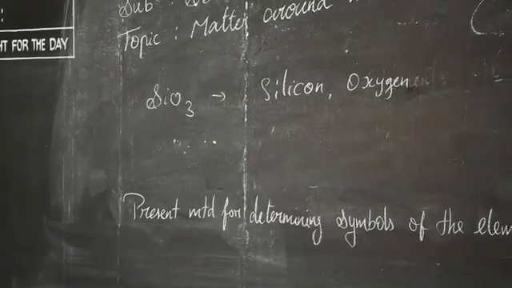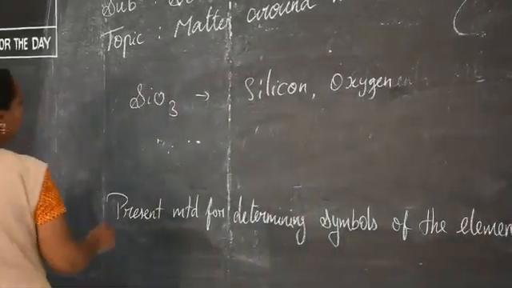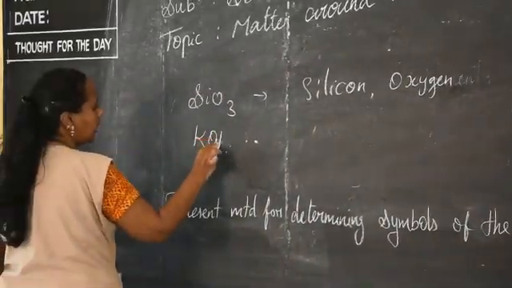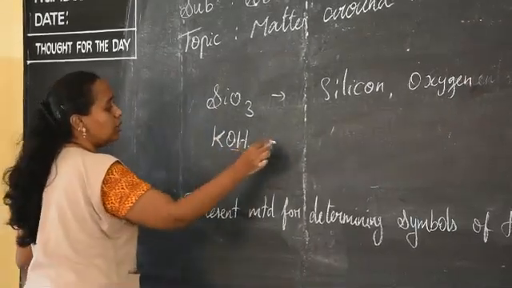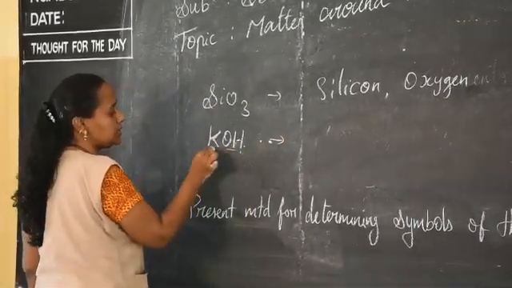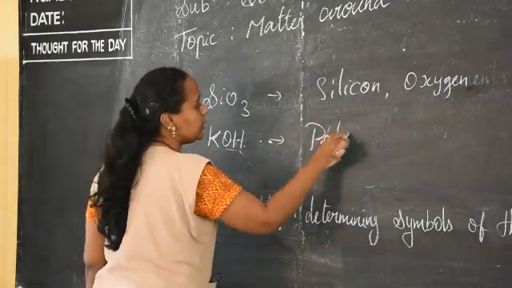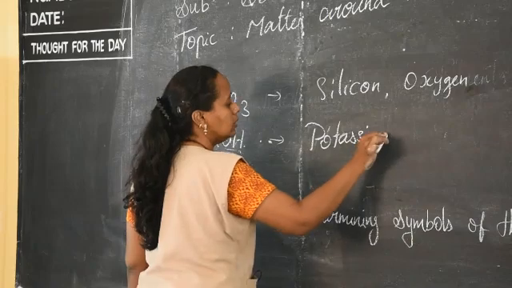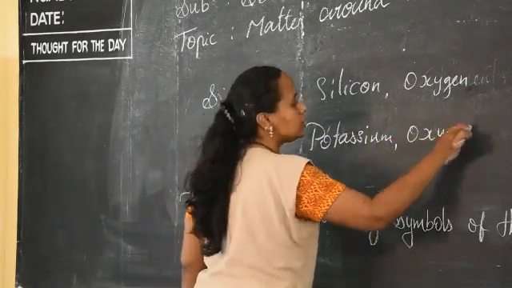The next is potassium hydroxide. The formula for potassium hydroxide is KOH. K is for potassium and OH is hydroxide. What elements are present? Potassium, oxygen and hydrogen. So these are the things present in this. All these things come under the solid category.